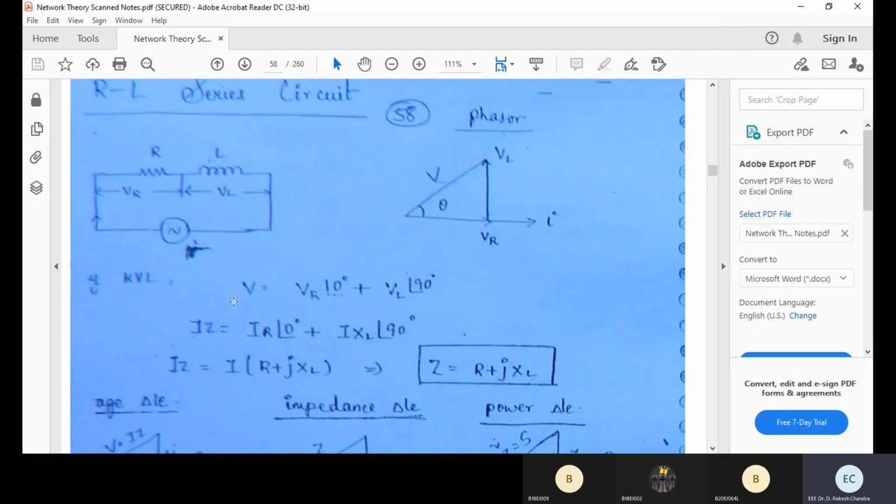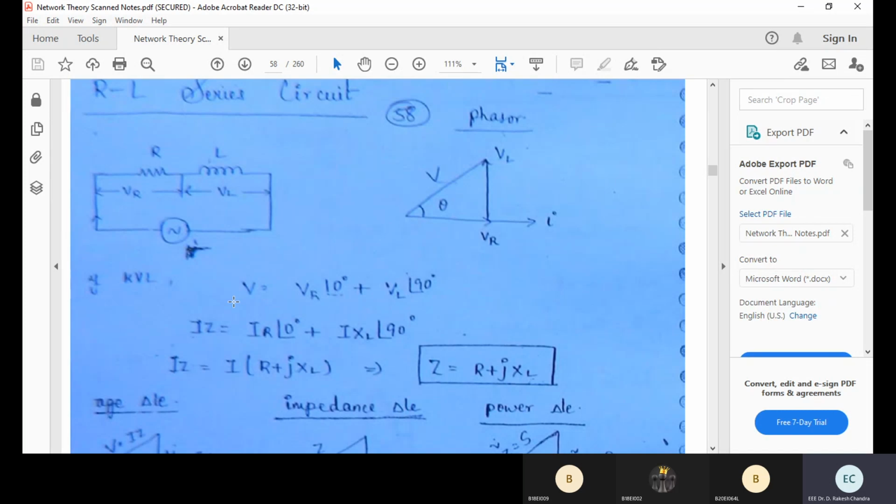Okay, so what I'm mentioning now, unfortunately, it is not your algebraic sum. Fortunately or unfortunately, it's a phasor sum. Your V bar is equal to VR bar plus VL bar. So what is the difference?